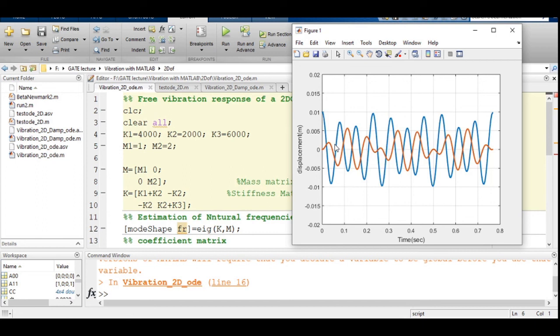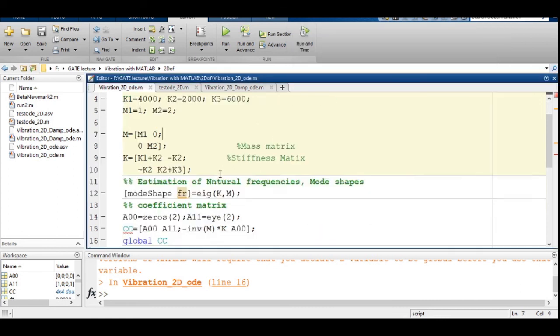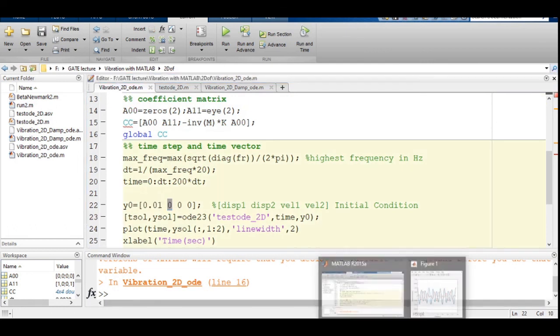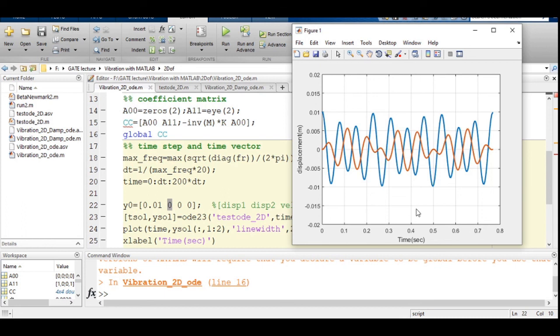This is again a very important fundamental concept of the 2 degree of freedom system, which we are not discussing because our primary aim here is to learn the MATLAB code. You can see here that the blue line is starting from a value of 0.01, and that is because we have given the initial value as 0.01 displacement for the first mass and 0 for the second mass. So this is your curve for the displacement.